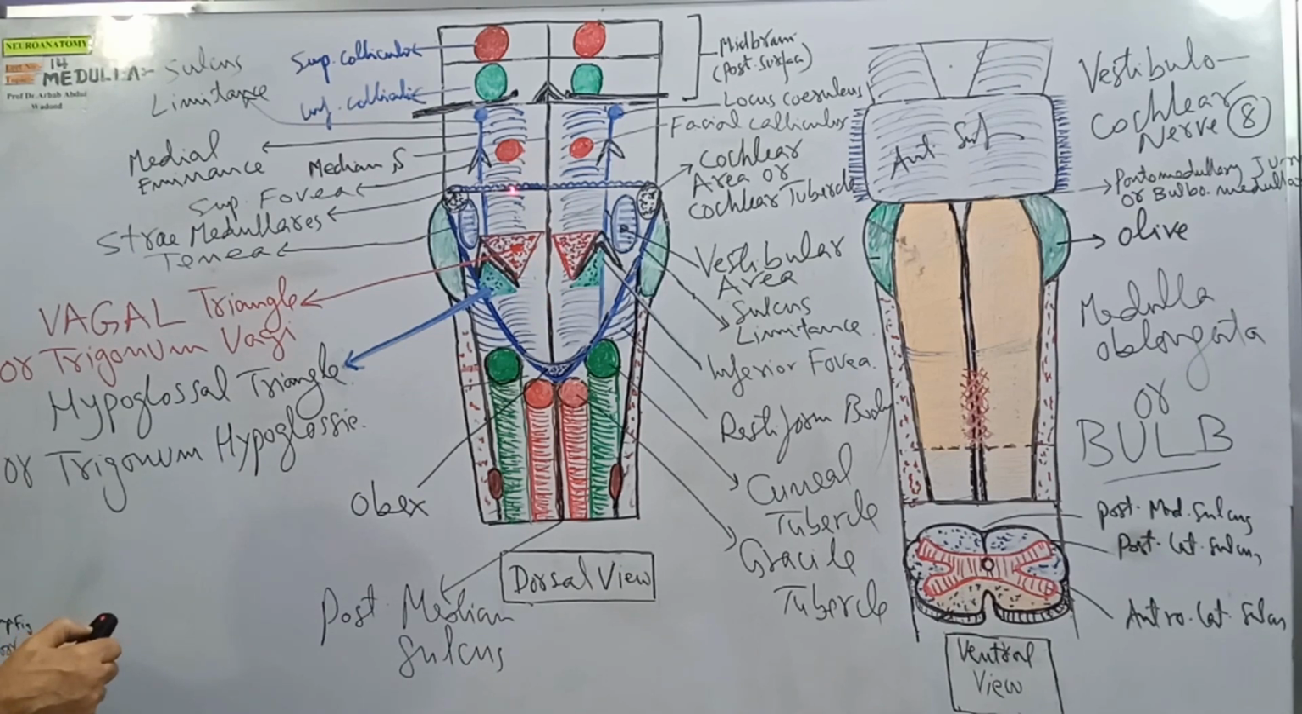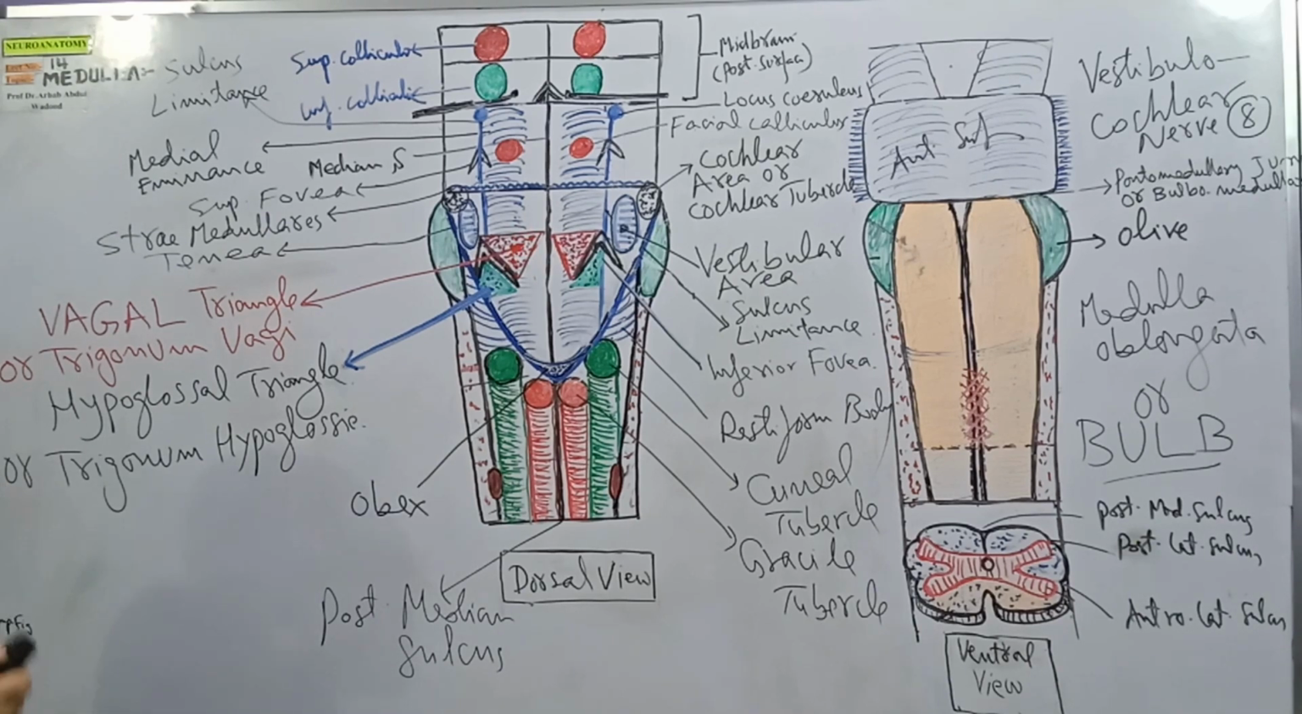Then the medial eminence continues into the posterior surface of the open part of the medulla oblongata on each side, separated by the median sulcus and limited laterally by the sulcus limitans. Just like the superior fovea at the level of the sulcus limitans in the pons, here in the medulla is the inferior fovea. Now supromedial to the inferior fovea, there is a triangular area over the medial eminence, the base of which is directed upward, apex downward. This is called the vagal trigone or trigonum vagi. Why? Because deep to it lies the dorsal nucleus of the vagus nerve.